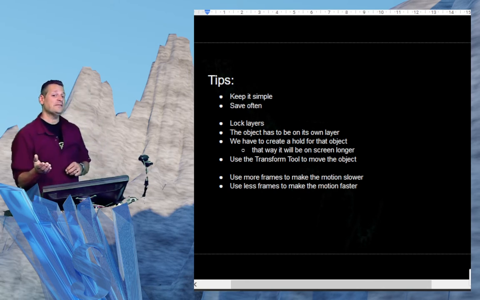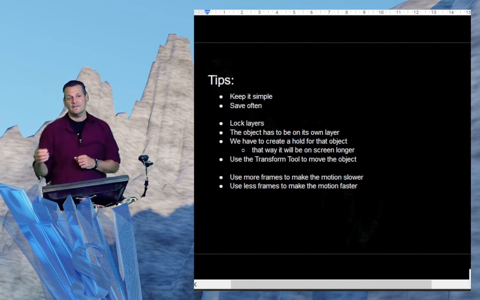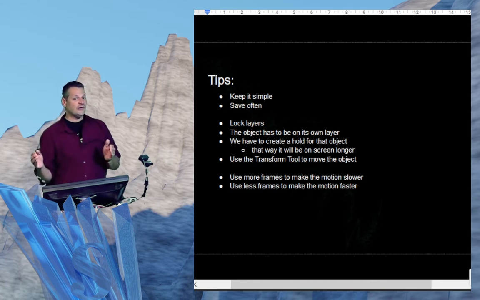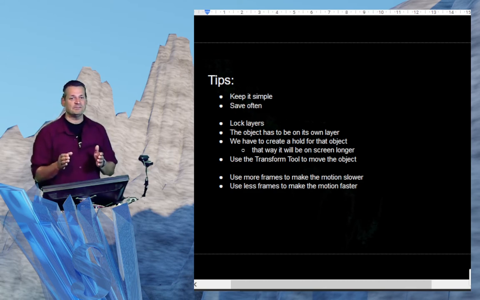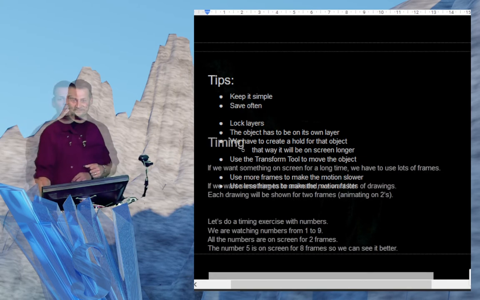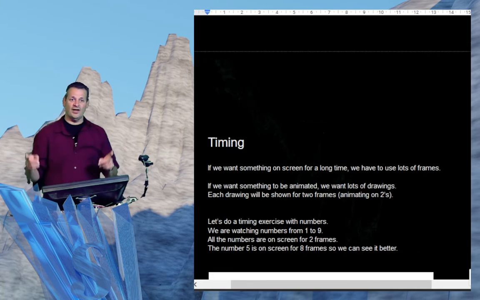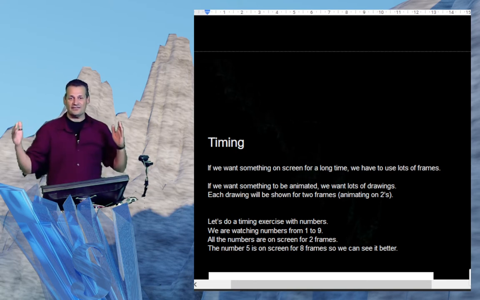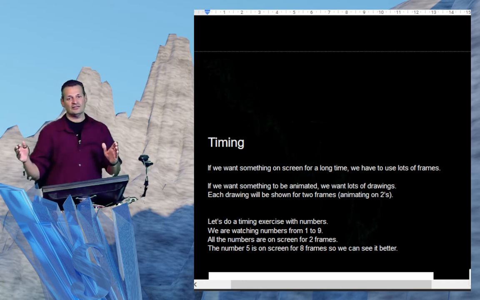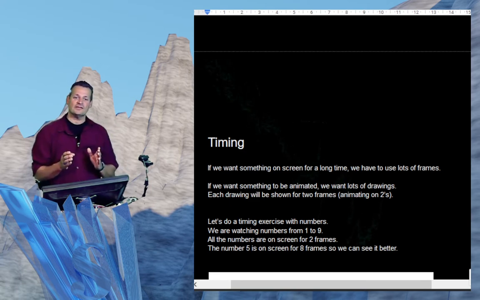With regards to timing, if you want something to move across the screen slowly, use lots of frames. If you want something to move across the screen quickly, use less frames. So maybe we should talk about timing first. So as I said earlier, when working with timing, if you want something on screen for a long time, we need lots of frames. Okay, so if we want something to move slowly, use lots of frames. If you want something to move across the screen quickly, use less frames.